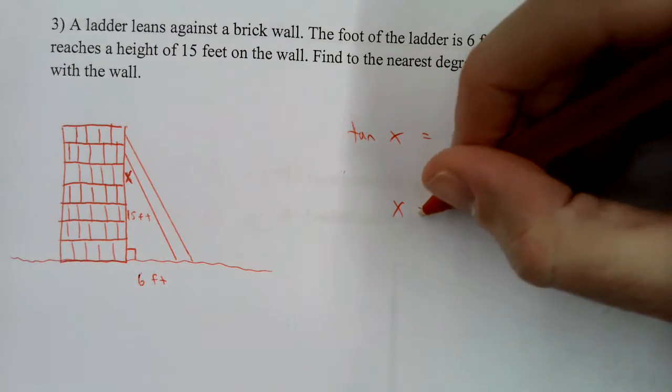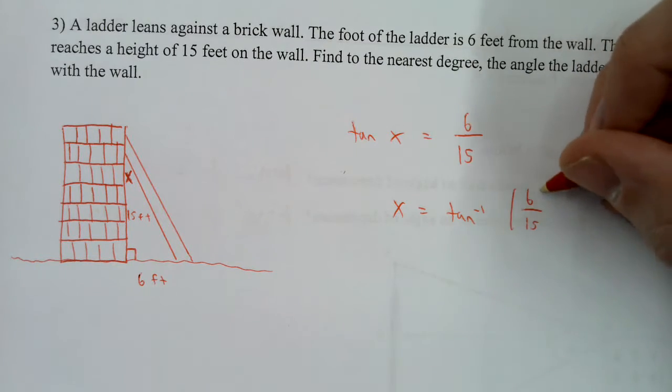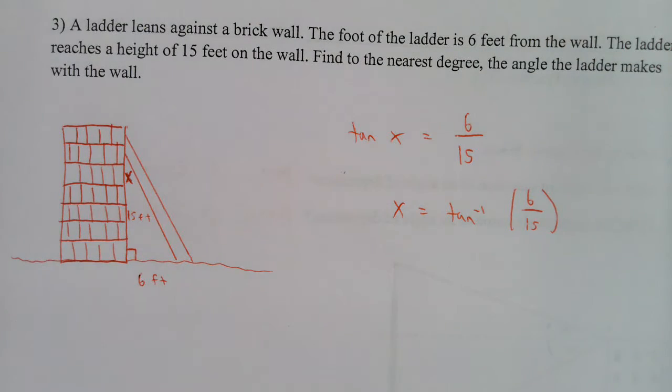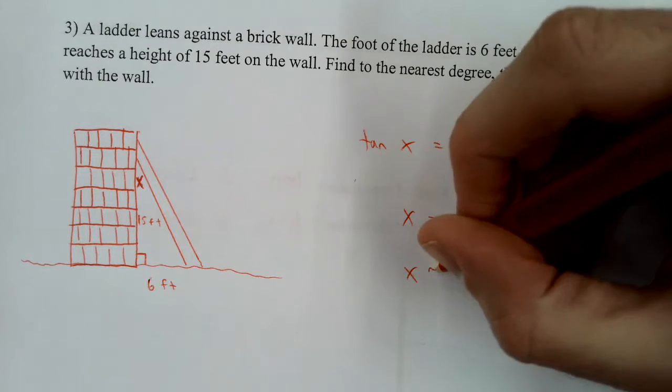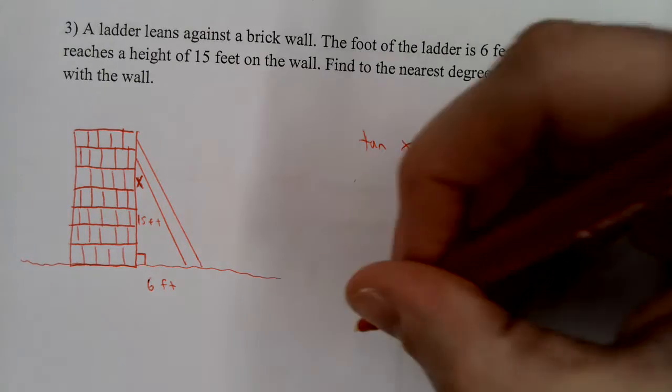X equals tangent inverse 6 over 15. Let's get that number. It says nearest degree in the problem, so I'll say x is approximately 21.8, so I'll say x is approximately 22 degrees. So the ladder makes a 22-degree angle with the wall.